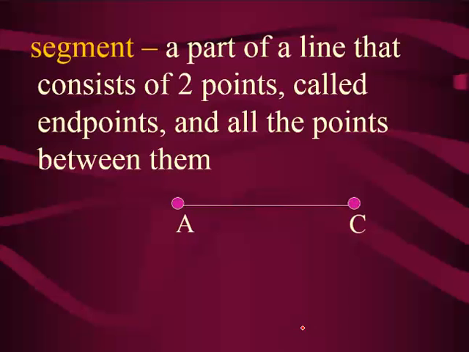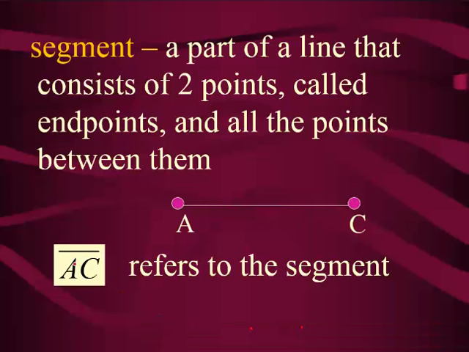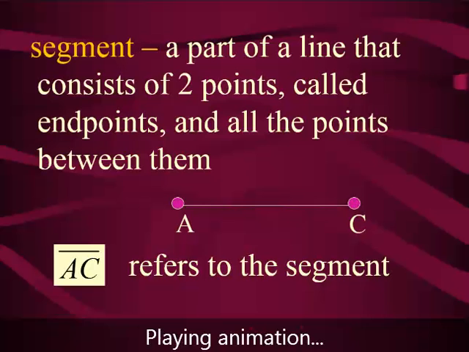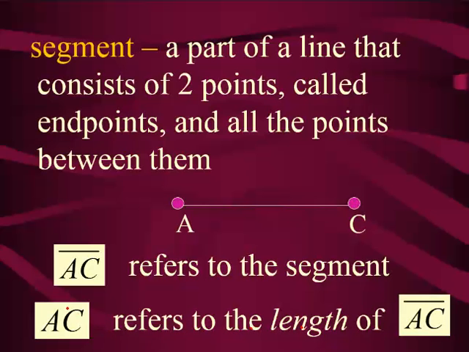To name it, we use those 2 endpoints and we put a bar over it. Notice there's no arrows on the bar because it's not continuing in both directions. So anytime you see 2 capital letters with a bar over it, it's referring to a line segment. If there's no bar over it, then it's referring to the length of the line segment. So you could say it was like 5 centimeters or 2 inches, something like that. No bar refers to the length of the segment.